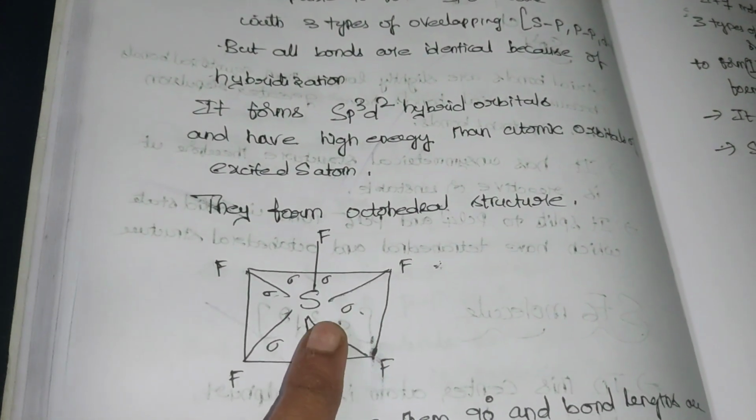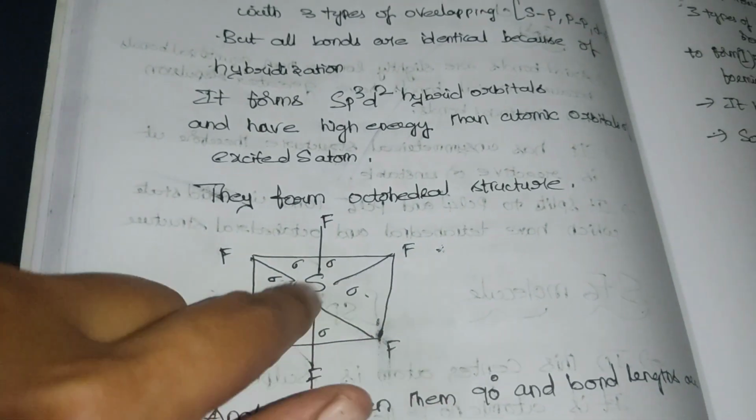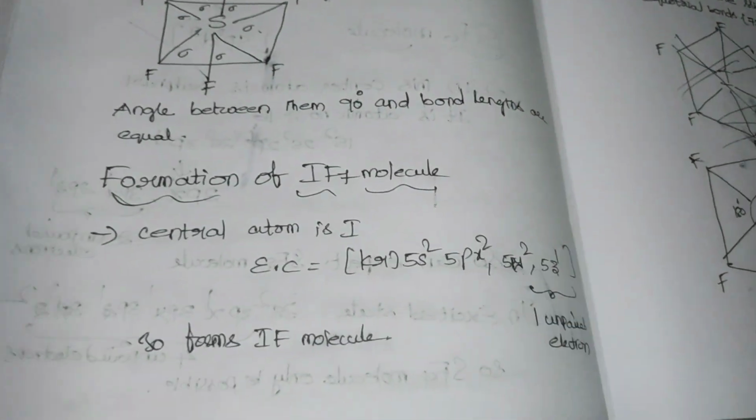Whenever six bonds come, an octahedral structure is possible. Four are in the plane and two are in the axial positions. The angle between them is 90 degrees and the bond lengths are all equal. It is a very stable molecule. Then next is the IF7 molecule.